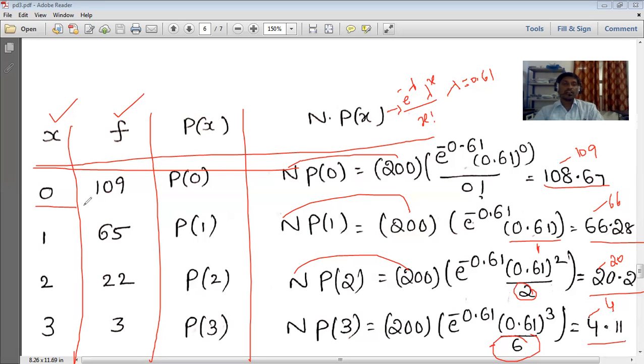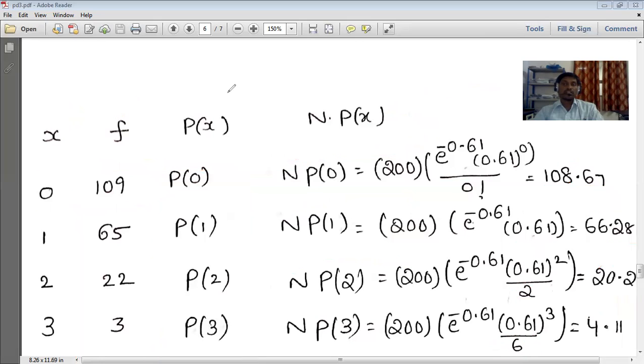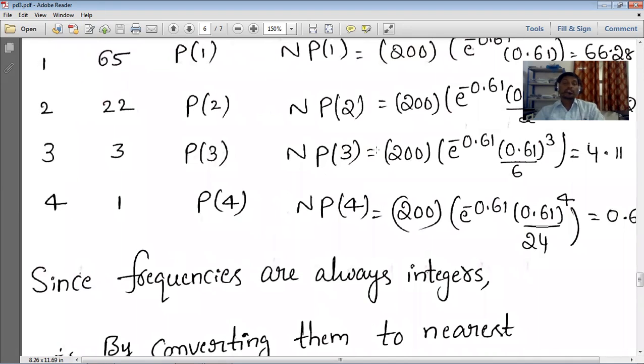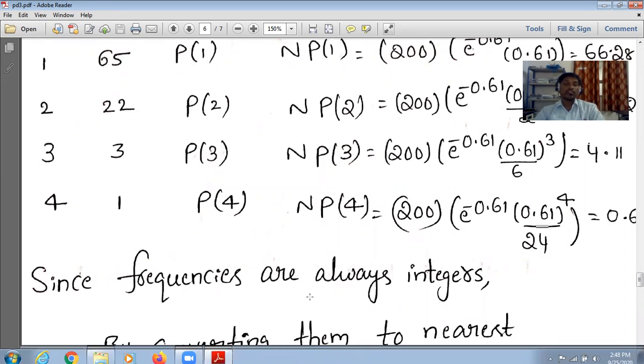And here the observed frequencies: 109, 109. Say exactly 65, 66. Next 22, 20. And 3 here, 4 here. Okay, so which are nearer to that. That was the one we said: the disadvantage of probability distributions is you may get nearer to the observed frequencies. In some of the cases we'll get exactly that one. Okay, so 4 also we calculated.